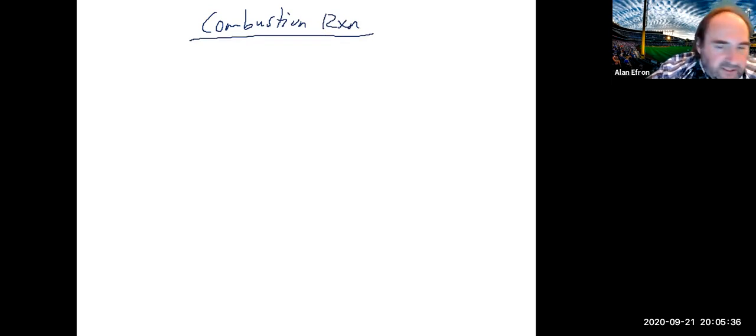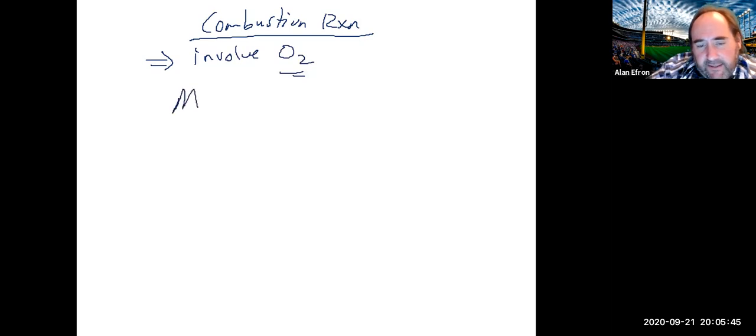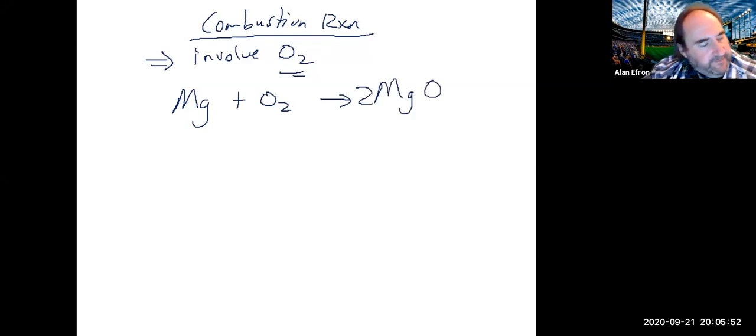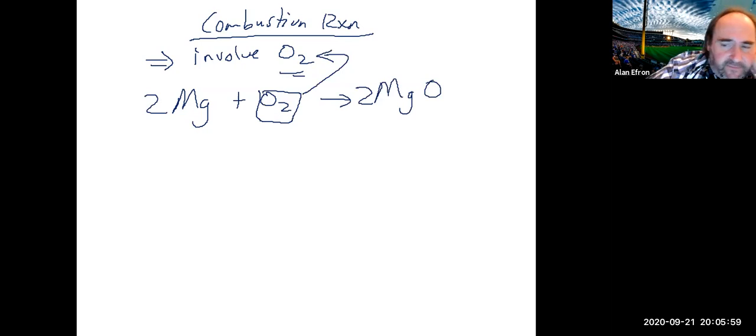The last type of classification I think you got going on in that lab is a combustion reaction. And really there's two definitions of a combustion reaction. There's sort of a general definition that basically says it involves O2 or oxygen. So if oxygen's involved, it's technically a combustion reaction. So if you have something like this, magnesium and oxygen makes some magnesium oxide. Technically, this is a combustion reaction because, again, there's oxygen involved.